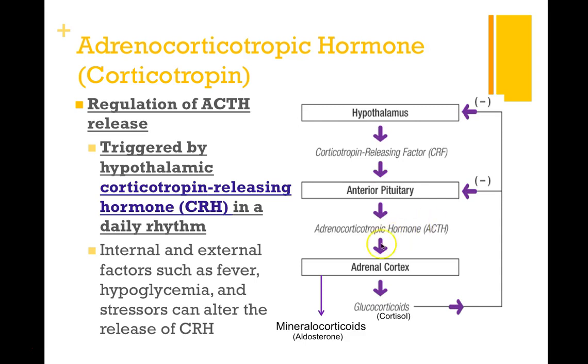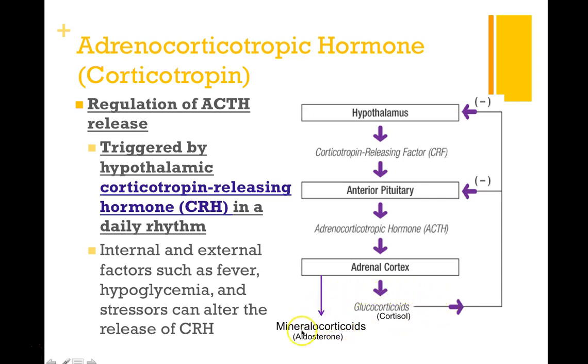The other thing I want to mention real quick is that our adrenal cortex stimulates secretion of corticosteroids. There are going to be two classes here. We have our glucocorticoids, which would include cortisol, and we also have our mineralocorticoids, which includes aldosterone.